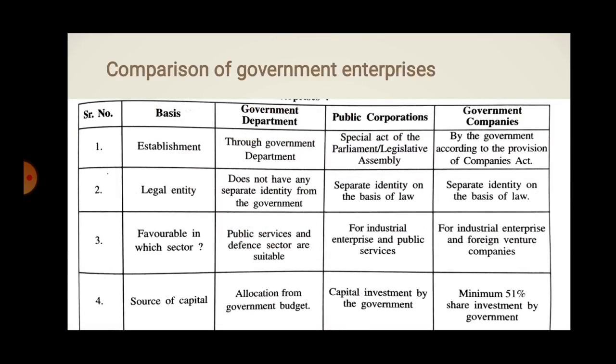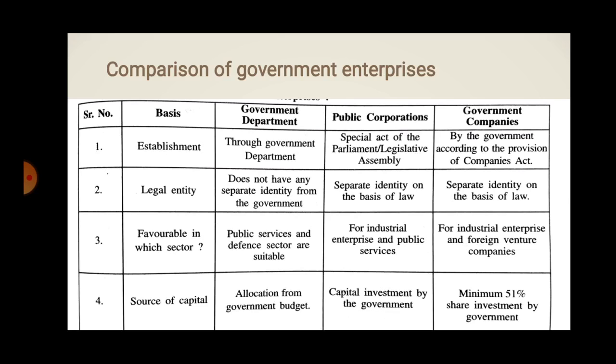Comparison of government enterprises on different bases. According to establishment, government departments already exist and are controlled by government. Public corporations come into existence especially by passing an act in the parliament or legislative assembly. And government companies are also established to compete with the private companies, and they come into existence through the Companies Act. As it is a company, it has to follow the Companies Act provisions.